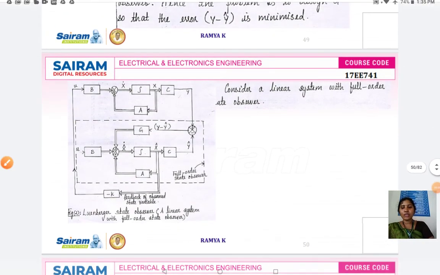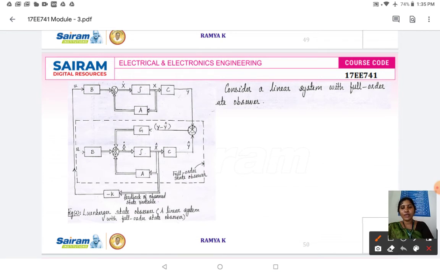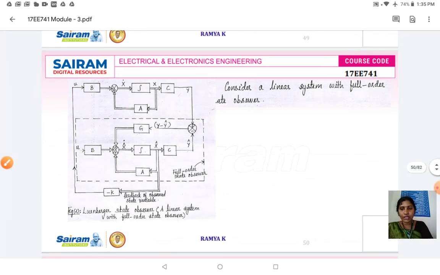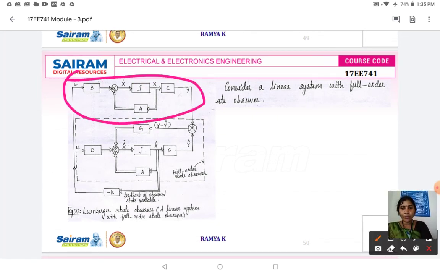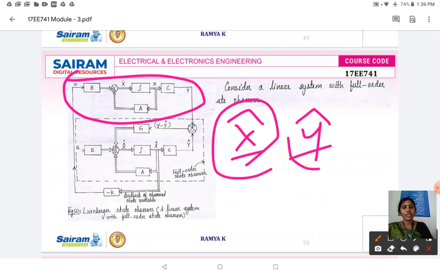So this is the system that defines your full order state observer. So you are going to draw here x dot is equal to ax plus bu, with one integrator. X dot is equal to ax plus bu, it is the state equation, and y is equal to cx. This particular diagram, whatever is shown in this part, is for your normal state equation and output equation. In case of full order state observer, you are going to introduce two new variables, that is x-hat and y-hat, which is nothing but your estimated value. This estimated value needs to be compared with the original value of x and y.